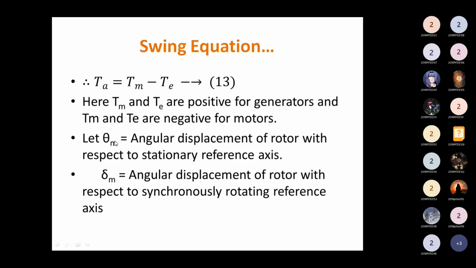And theta m is the angular displacement of the rotor with respect to a stationary reference axis, and del m is the angular displacement of the rotor with respect to the rotating axis. Equal to TM minus TE.